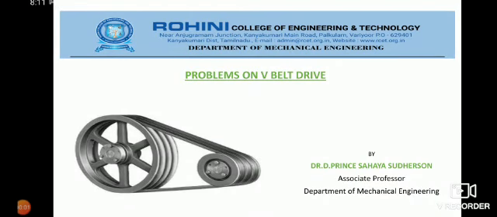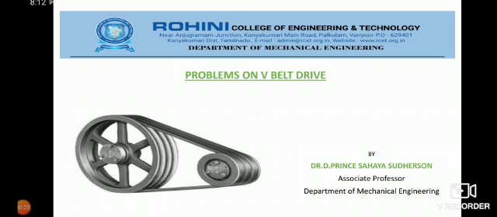I am Dr. Prince Sagai Sudherson, Associate Professor, Department of Mechanical Engineering, Rohini College of Engineering and Technology. Today I am going to discuss the problems on V-belt drive, which comes under the subject Design of Transmission System, subject code ME8651.